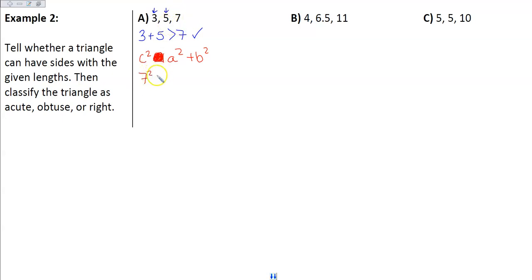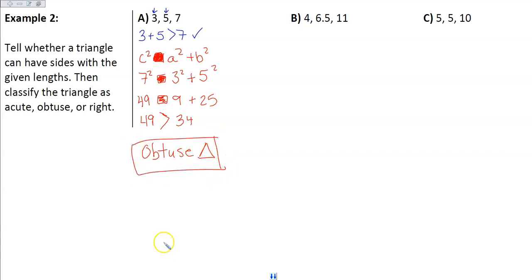So I'm going to take 7 squared and I'm going to compare it to 3 squared plus 5 squared. Remember, it doesn't matter which one we call A and which one we call B. Well, 7 squared is 49. 3 squared is 9. 5 squared is 25. So 49 is going to be over here on the left, and 25 plus 9 is 34. C squared is greater, so this is an obtuse triangle. Okay? So that is what we're looking for here. So again, C squared is greater than A squared plus B squared.